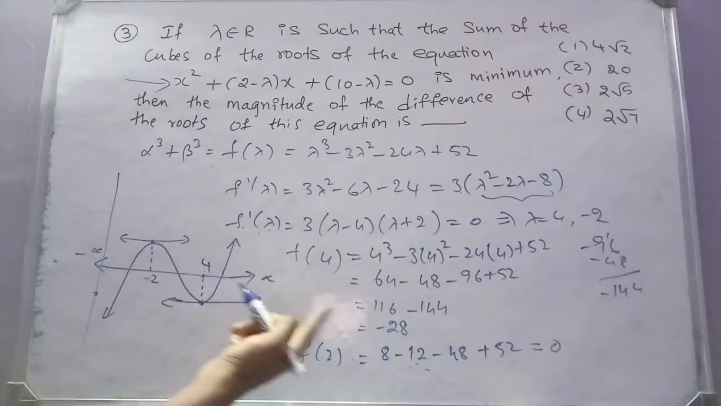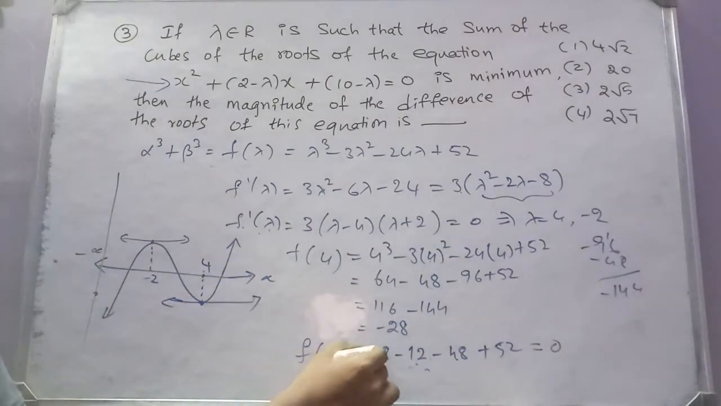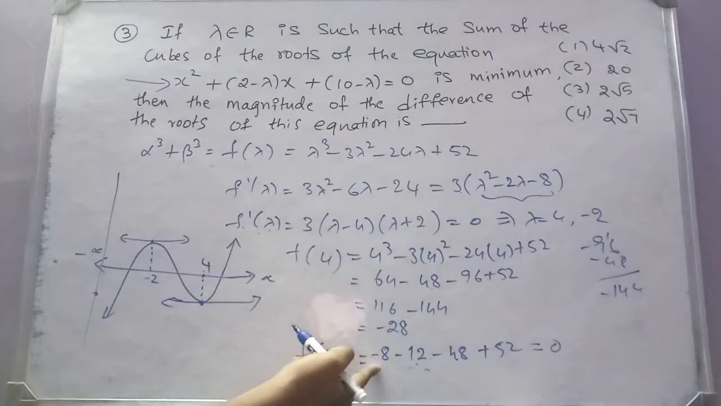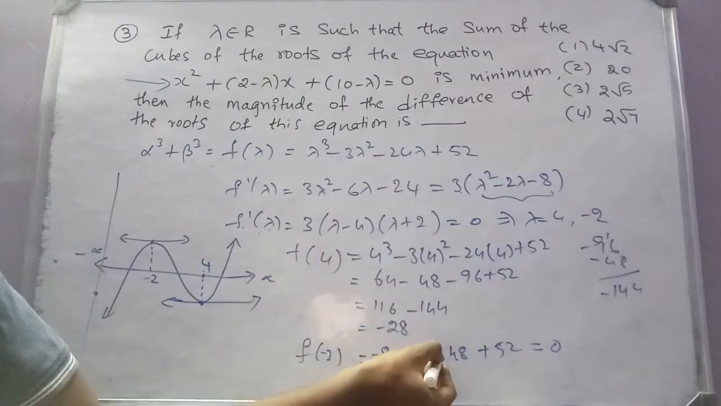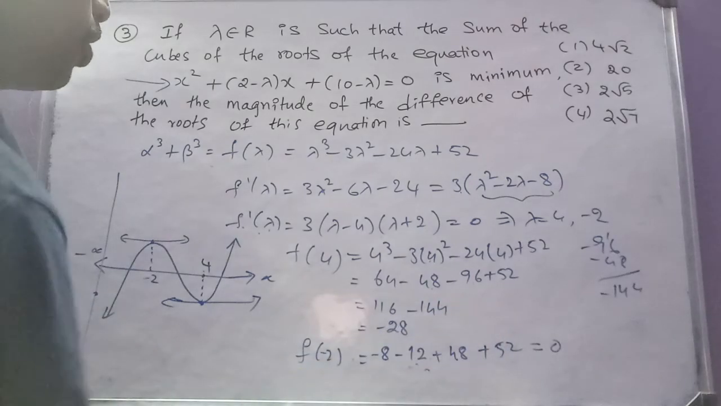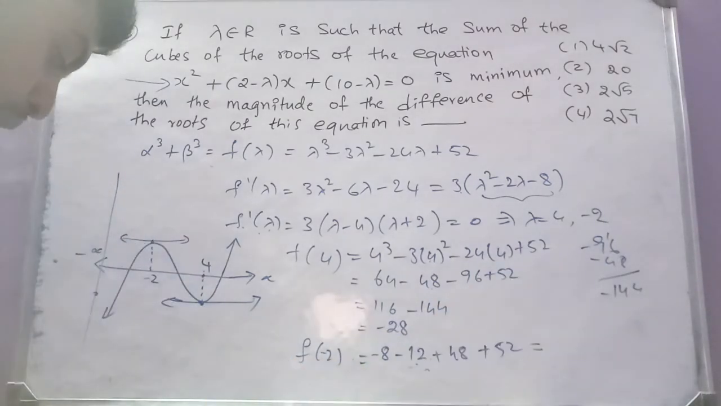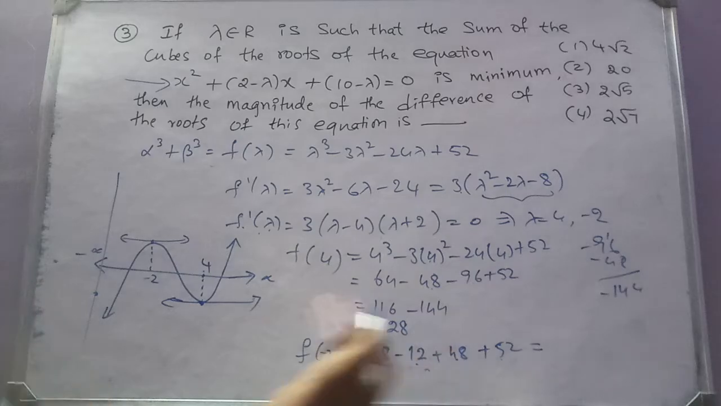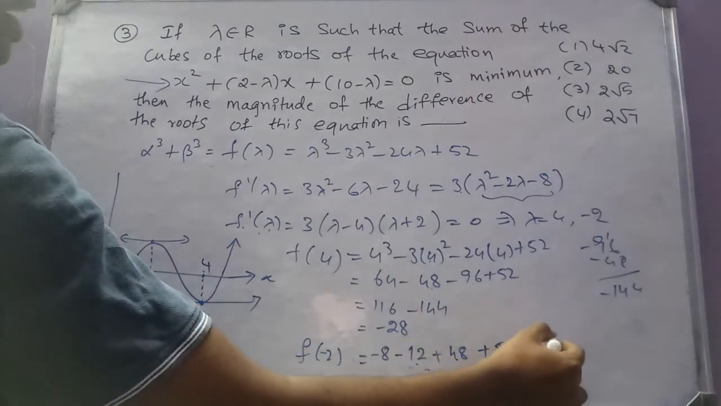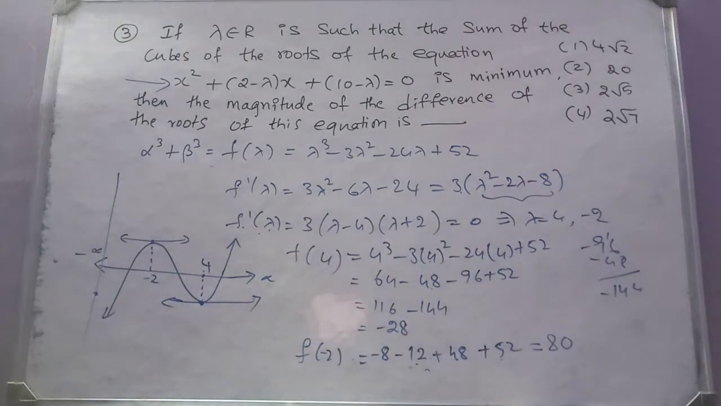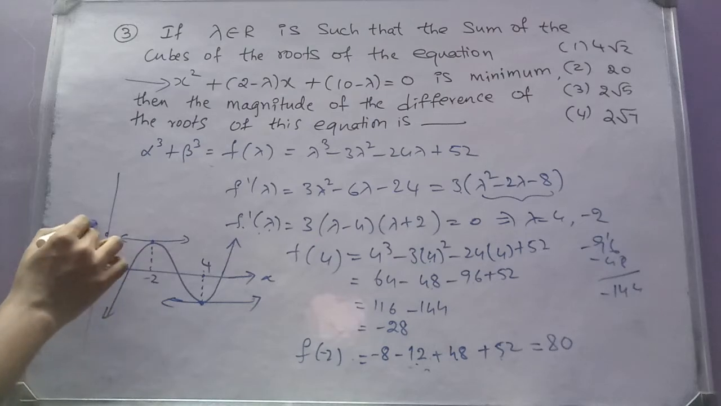Sorry for a second mistake, it is actually minus 2, right? So minus 2 cube is minus 8, and then minus 12 as it is, and here plus 48 and plus 52. So what do you get here? Here you will get a positive value, I guess. 52 plus 48 is 100. 100 minus 20 is 80. F of minus 2 is 80. So f of minus 2 is indeed 80.